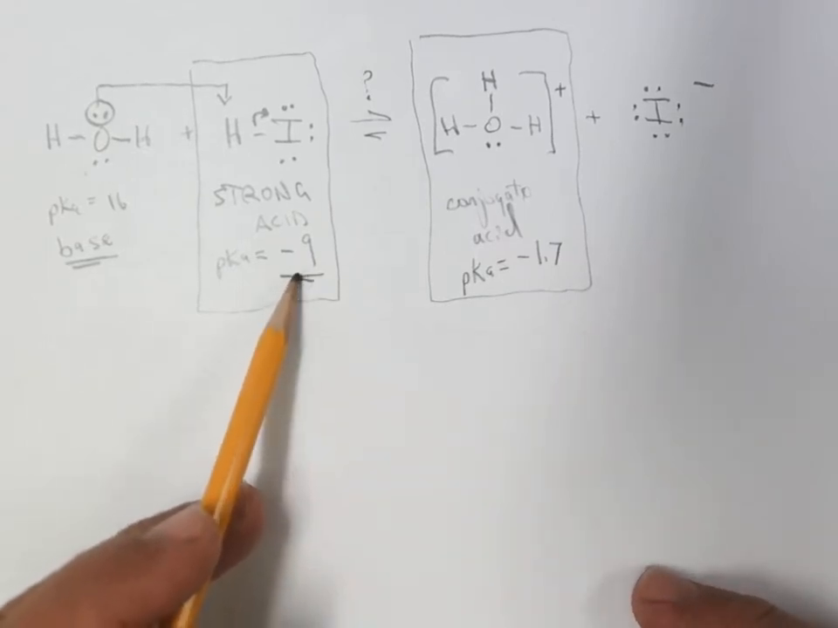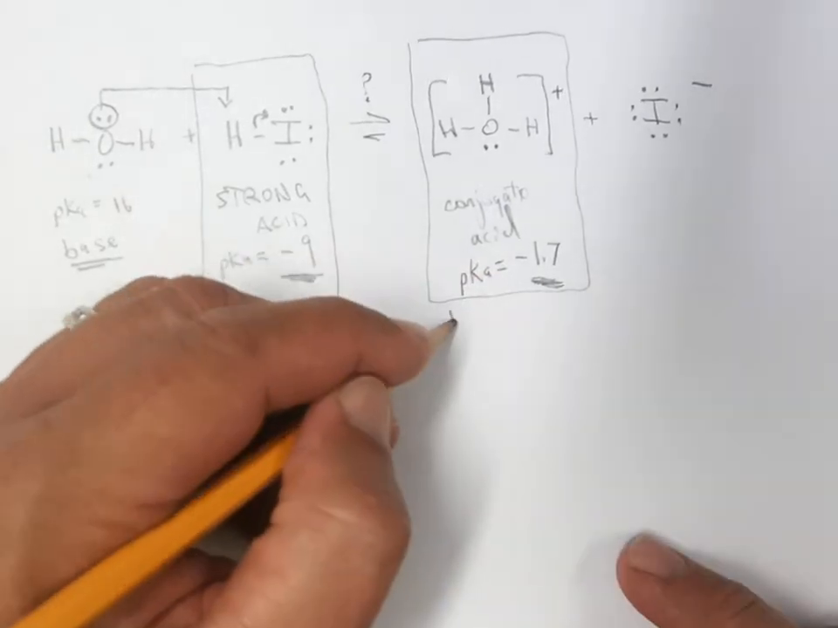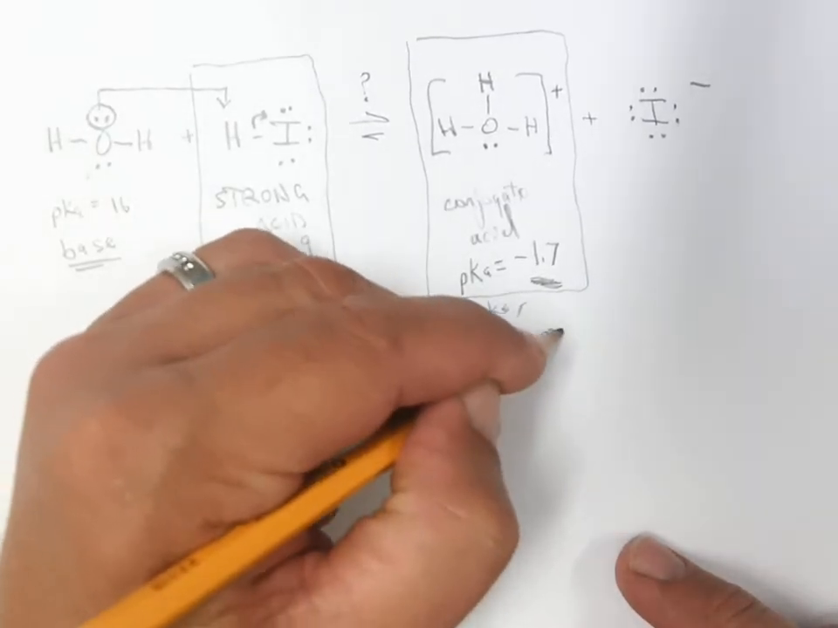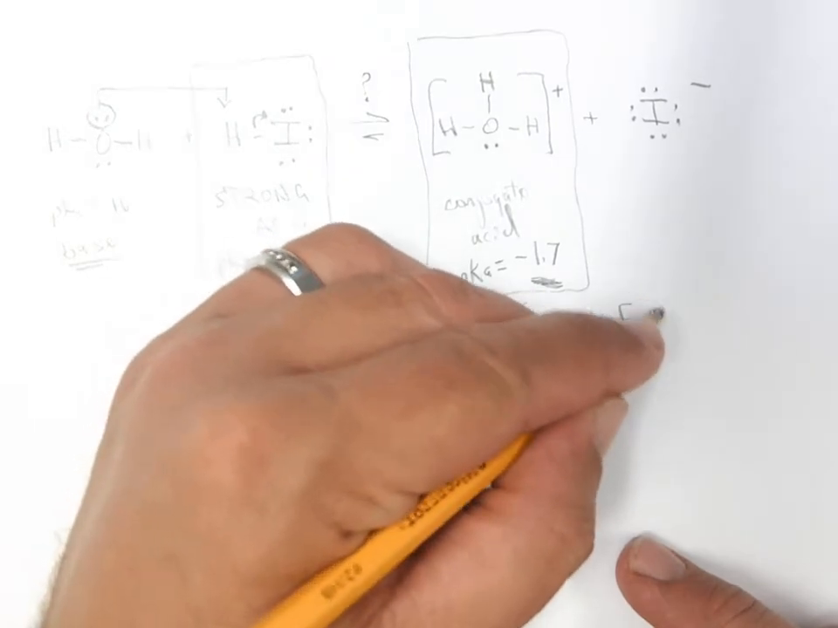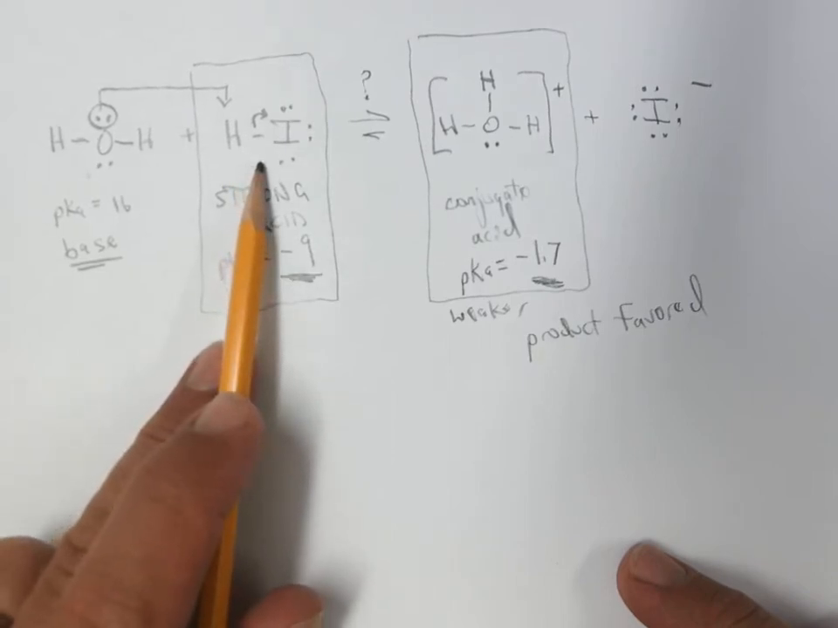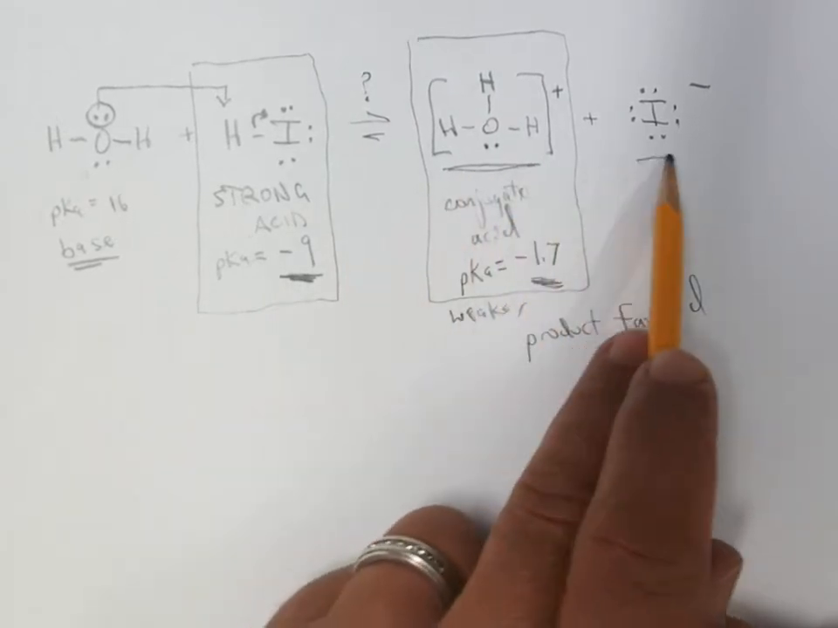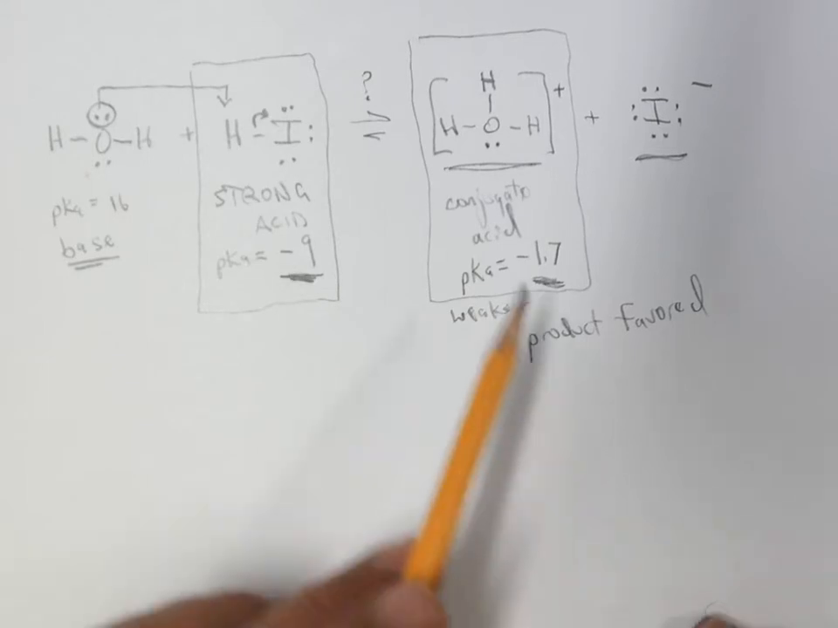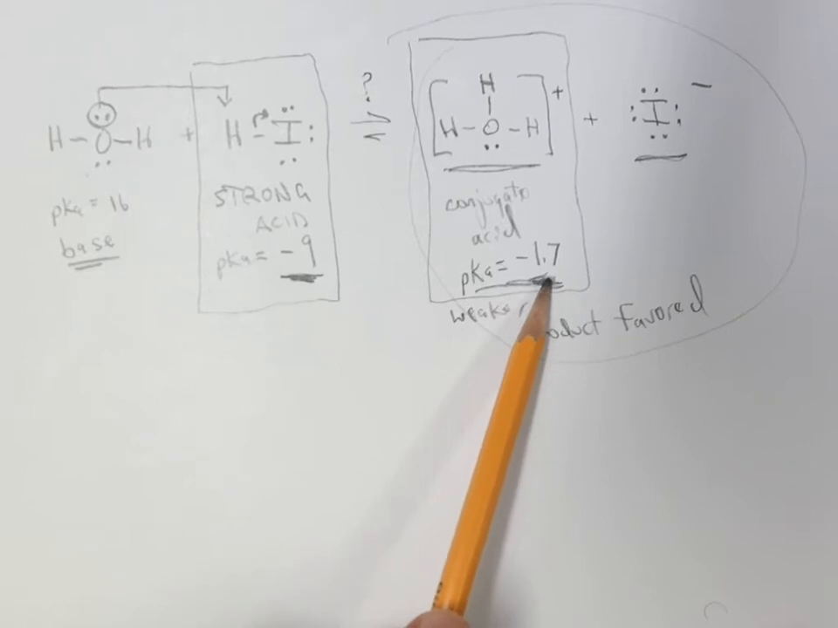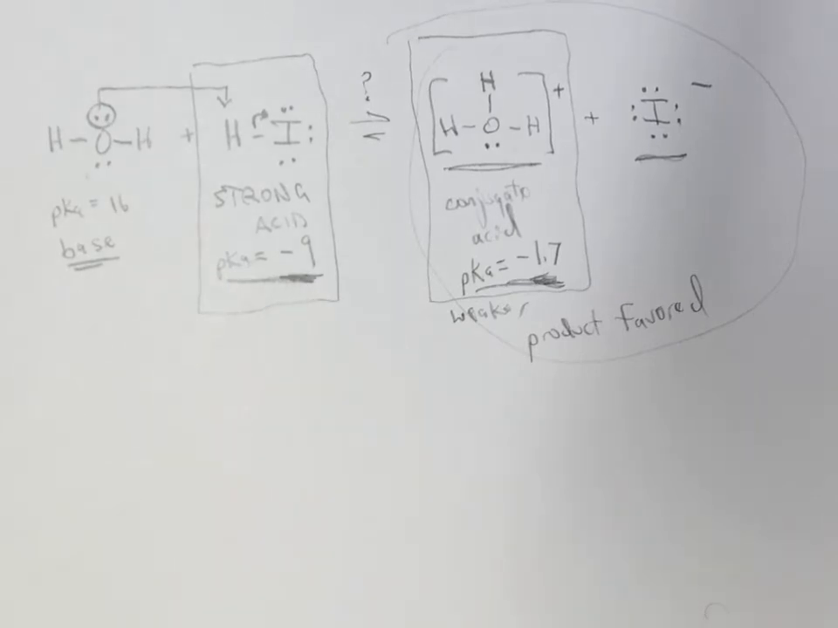So looking at these, the HI is way stronger than the very strong hydronium. So hydronium is the weaker of the acids, and since it's on the product side, this is going to be product favored. And if you reacted hydroiodic acid or hydrogen iodide with water, you'd have a vigorous reaction to produce hydronium and iodide in the solution. So the reaction is going to favor the formation of the weaker acid, and pKa -1.7, although it's a very, very strong acid, it's weaker than HI with a pKa of -9.